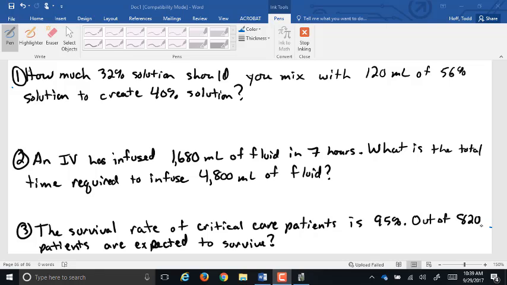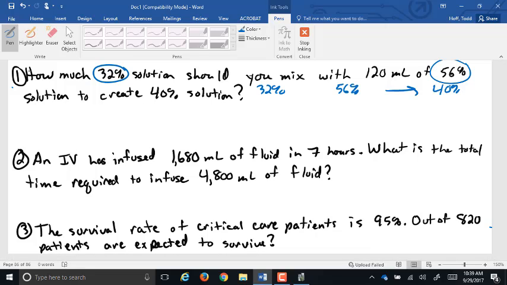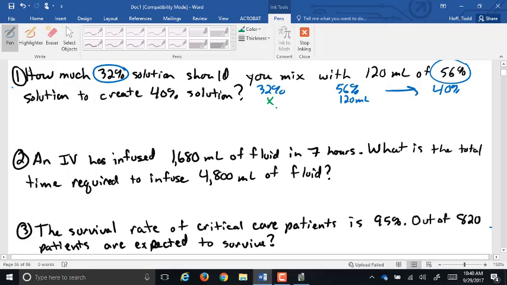Remember, the first thing we have to ask is, what are the two percents that we are mixing? 32 and 56. Very good. And we're expecting to get a result of 40%. What amounts do we know? 120 milliliters goes with 56. So if we let the amount of 32 be X, how much 40% do we have?